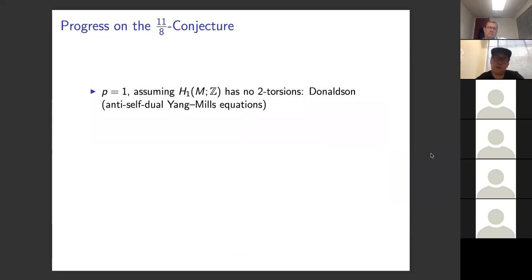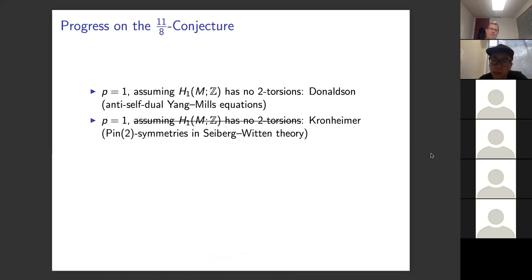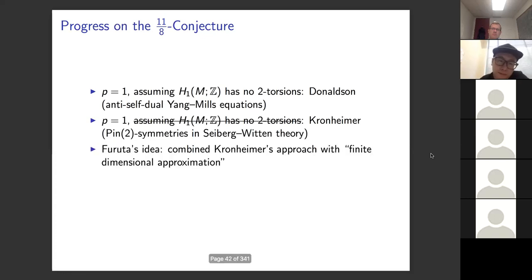All right, so what is the known progress on this conjecture? When p equals 1, recall that we're trying to realize p and q multiples of the two matrices, E8 and (0 1; 1 0). Assuming there is no two-torsion, Donaldson used the anti-self-dual Yang-Mills equation to prove that this is true. Later on, Furuta used Pin(2) symmetries in Seiberg-Witten theory to remove that condition and still prove the 11/8 conjecture in the case p equals 1.